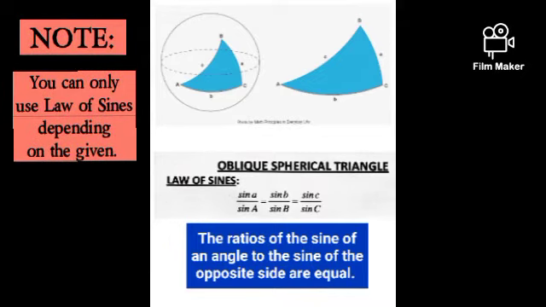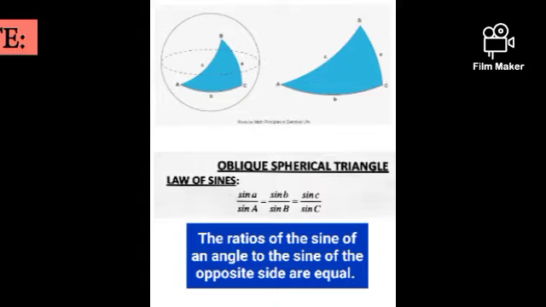We use this law depending on the parts of the oblique triangle given, which means that we cannot always use the law of sines to solve the unknown parts of the oblique spherical triangle. And in cases when we cannot use the law of sines, we have the law of cosines for sides, the law of cosines for angles, and the law of tangents or Napier's analogies.